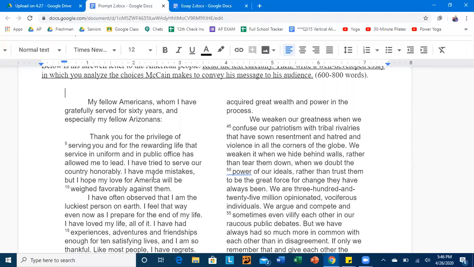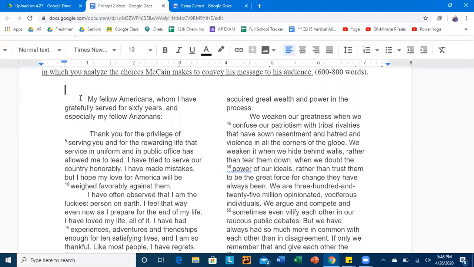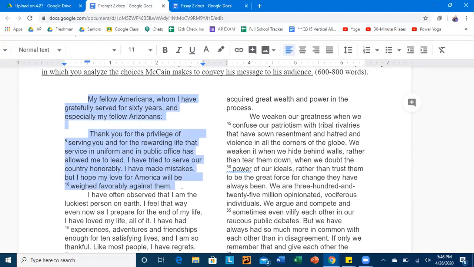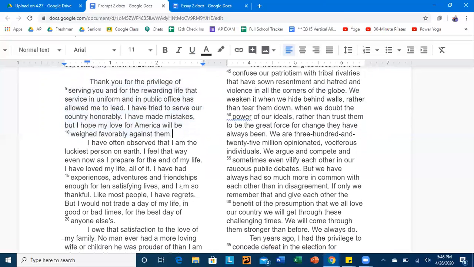My fellow Americans, whom I have gratefully served for 60 years, and especially my fellow Arizonans. Thank you for the privilege of serving you and for the rewarding life that service in uniform and in public office has allowed me to lead. I have tried to serve our country honorably. I have made mistakes, but I hope my love for America will be weighed favorably against them.